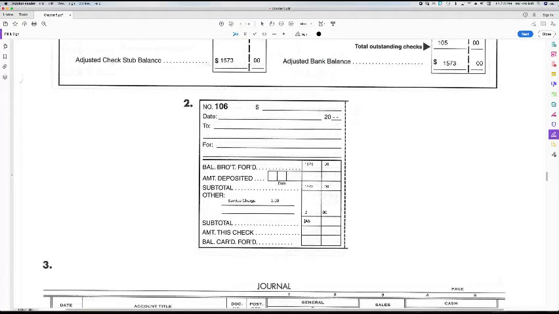And to figure out the subtotal here, we are going to take the 1,575 and subtract it from the 2. So if we take those two numbers and subtract them, that will give us 1,573. And as you can see here, this number right here equals the same as the adjusted check stub balance and the adjusted bank balance. And since we didn't write out a check, we are just going to leave it right here. So that was part 2. Now we're going to be moving on to part 3.